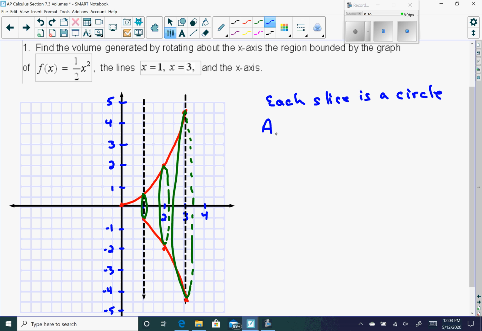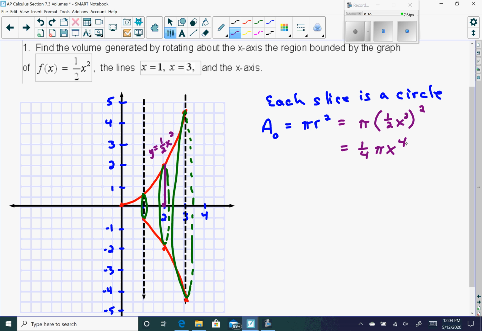So the area of each circle is going to be, again, pi r squared. But in this case, each radius is going to have a length that matches this function that's right here. So this is y equals 1/2 x squared. So now this becomes pi times our radius, which is our y value, 1/2 x squared, squared. So now this simply becomes 1/4 pi x to the 4th.